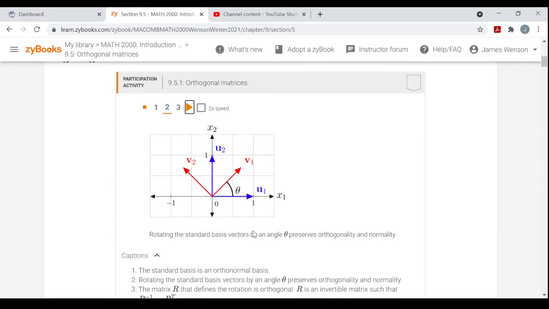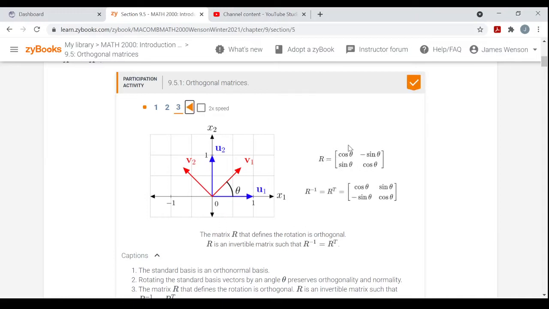So rotation preserves orthonormality. If you have an orthonormal basis and just rotate those vectors, you'll have another orthonormal basis. The matrix R that defines rotation by an angle of theta is an orthogonal matrix because its transpose is its inverse. So what this is telling us is that an orthogonal matrix describes a transformation that preserves orthonormality.